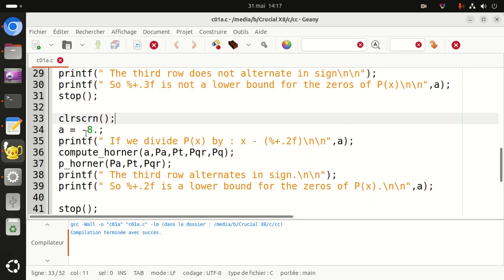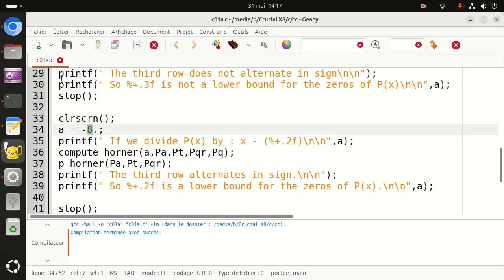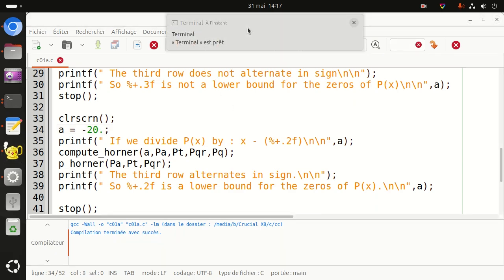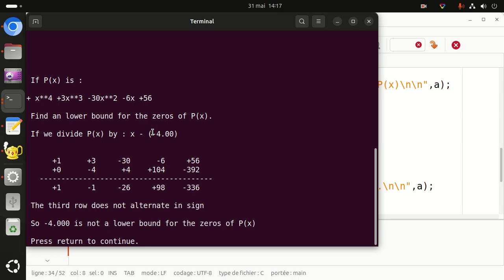If I choose, now I choose minus 20 for example, instead of minus 8. So, the first example is minus 4, plus, minus, minus. So, the first row does not alternate in sign, so minus 4 is not a lower bound for the root of p.